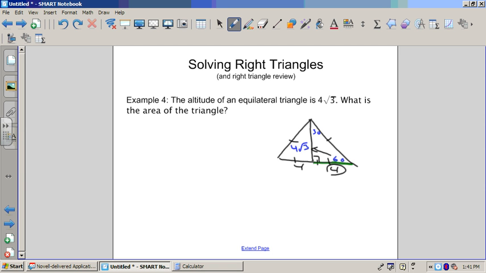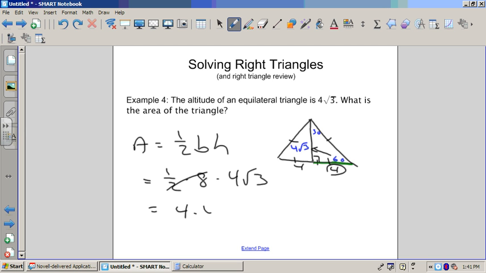And so what is the base of my triangle? The base is 4 plus 4, which is 8. The area of a triangle is 1/2 the base times the height, or base times height divided by 2. So in this case, it's 1/2 times 8, which is the base, times the height, which is 4 root 3. Well, half of 8 is 4, so I get 4 times 4 root 3.